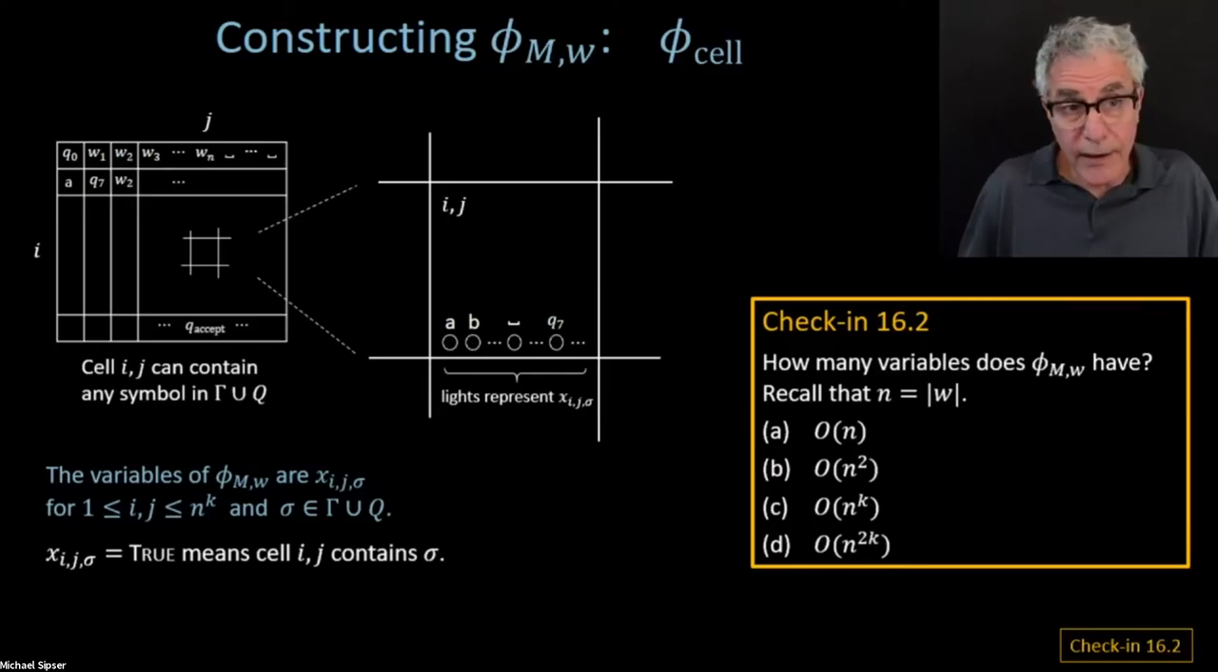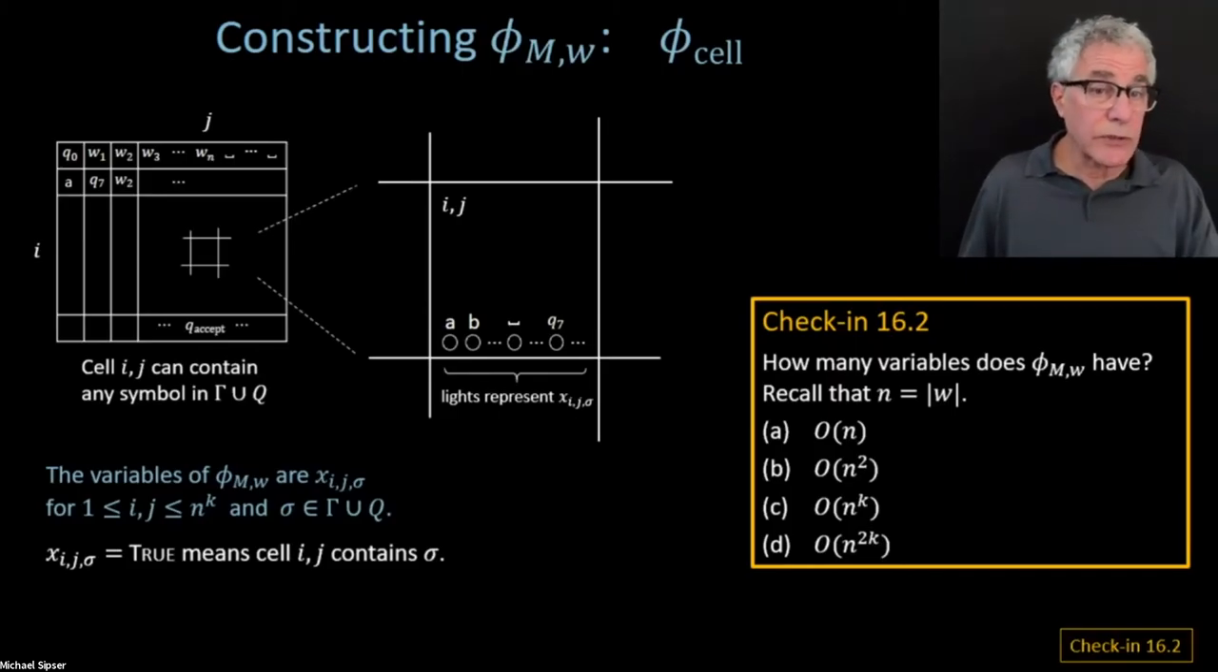So that's why these are constant relative to n. These are fixed. There are not n to the k possible symbols. There's a fixed number of symbols. It depends only on the machine. So we're looking at a particular machine and what happens when you look at large inputs.